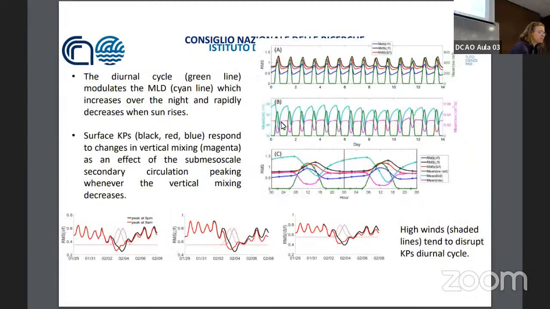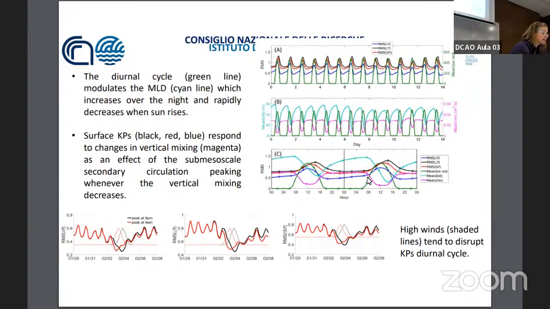These are some pictures from the modeling paper. And so in the top panel, we have in green the shortwave radiation that we see is in phase with the peak of the kinematic properties. And in the central panel, we have the diurnal cycle in the green line that modulates the mixed layer depth, that is the cyan one. So we have a shallowest mixed layer with the highest peak of the shortwave radiation.